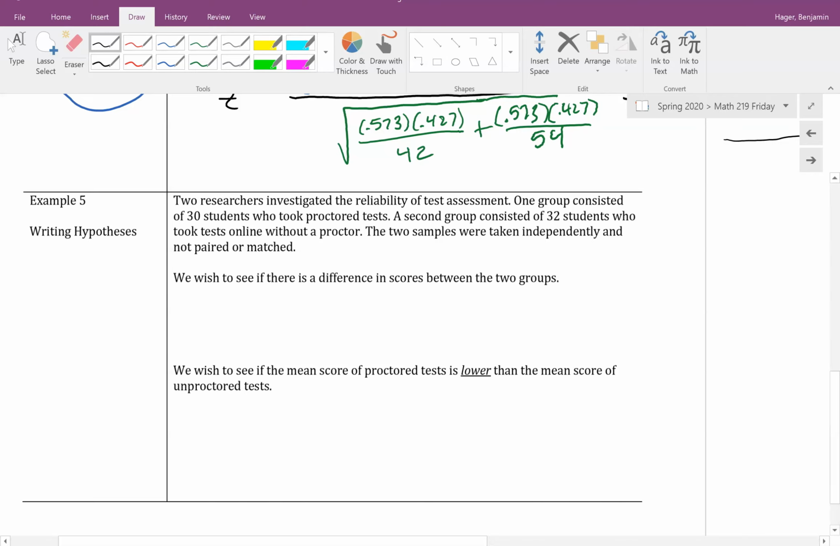All right, so this is the same scenario, but we are going to perform a hypothesis test. Right now they're just having us practice writing null and alternative hypotheses. So again, I'm going to use the P for the proctored group and N for the non-proctored group. All right, so there are two questions here. The first one is saying, write a null and alternative hypothesis for this idea. We wish to see if there's a difference between the two groups.